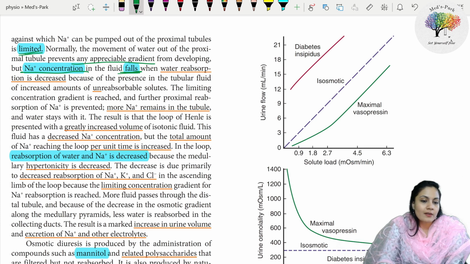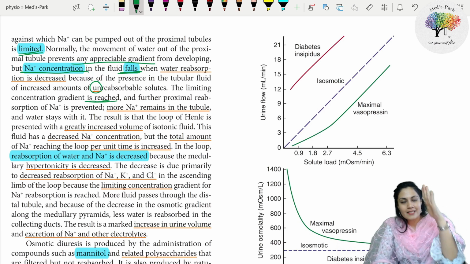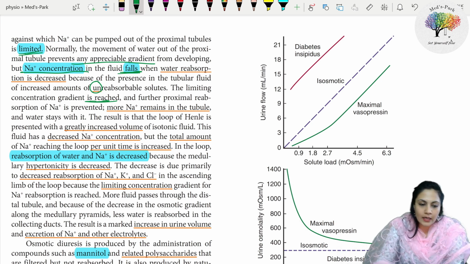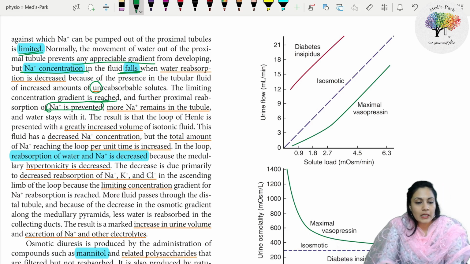So the sodium concentration in the fluid falls when water reabsorption is decreased because of the presence in the tubular fluid of an increased amount of unreabsorbable solutes. The limiting concentration gradient is reached, right? So that is the maximum capacity, or that is the gradient. And further proximal reabsorption of the sodium is also prevented. So if there are more unreabsorbable solutes, that is causing harm rather than any benefit. Okay, more sodium remains in the tubule and water stays with it.